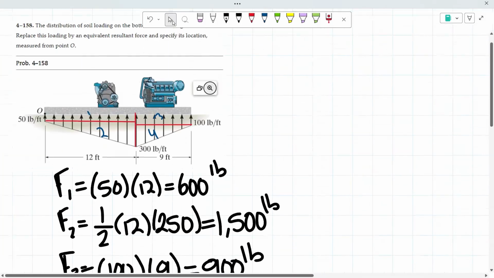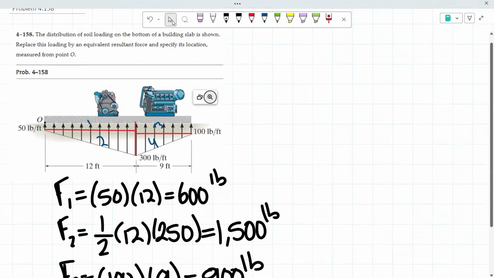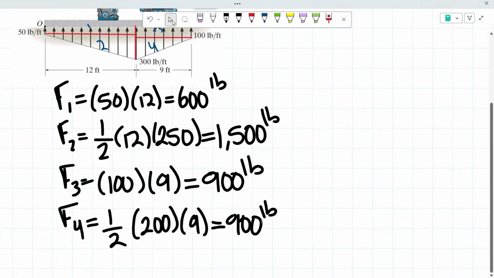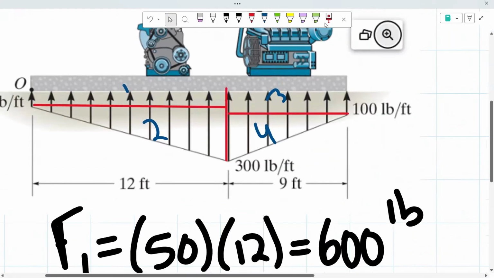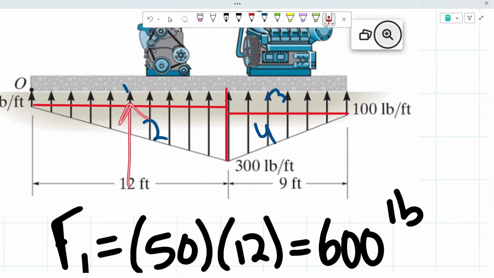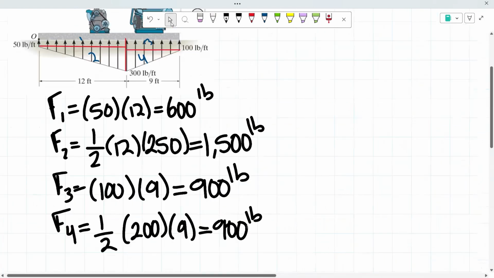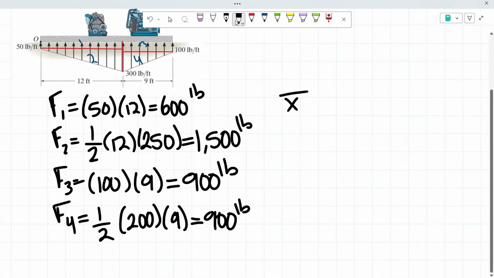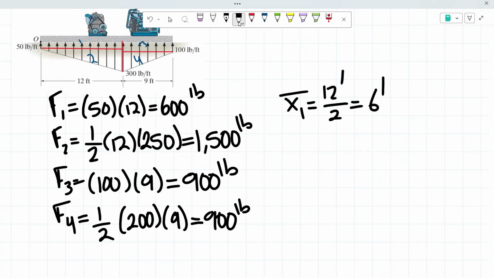So now that we determined the force for each of those shapes, we're going to determine each of their locations exactly from point O. For the rectangles, since it's a constant loading, the force is found exactly at mid-span of their lengths. So we're going to do that first. For force 1, it's exactly mid-span of 12 feet. So we're just going to take 12 feet, divide that by 2, giving us 6 feet from point O.